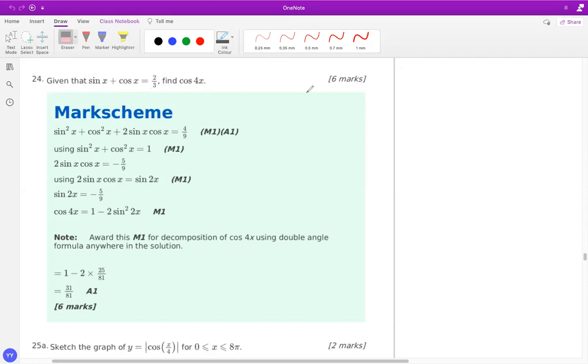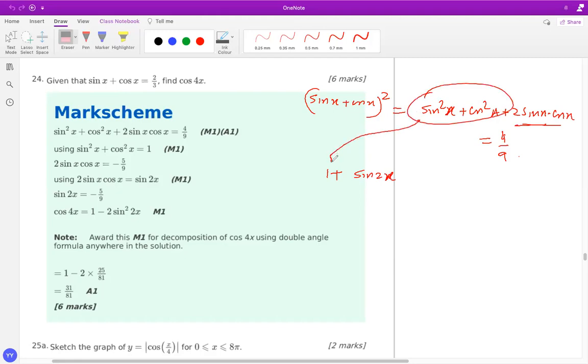Let's see, if I square both the sides of sin x plus cos x, what do we get? We get sin squared x plus cos squared x plus 2 sin x cos x, equals 4 over 9. So that's this particular answer. Now here we get 1 plus sin 2x, since sin squared x plus cos squared x is 1, and 2 sin x cos x is sin 2x, which equals 4 over 9.